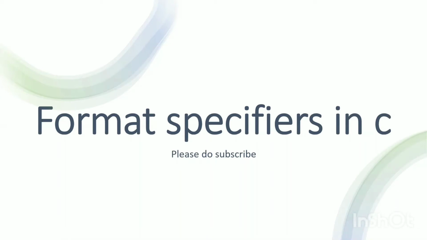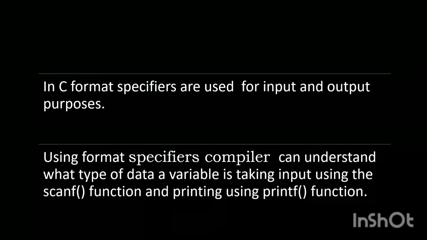In this video, we are going to discuss format specifiers in C. For input and output purposes, we use format specifiers. Format specifiers define the type of data to be printed on standard output, and also format specifiers are used to know which type of data we are going to take input from the user. These are also known as format strings.